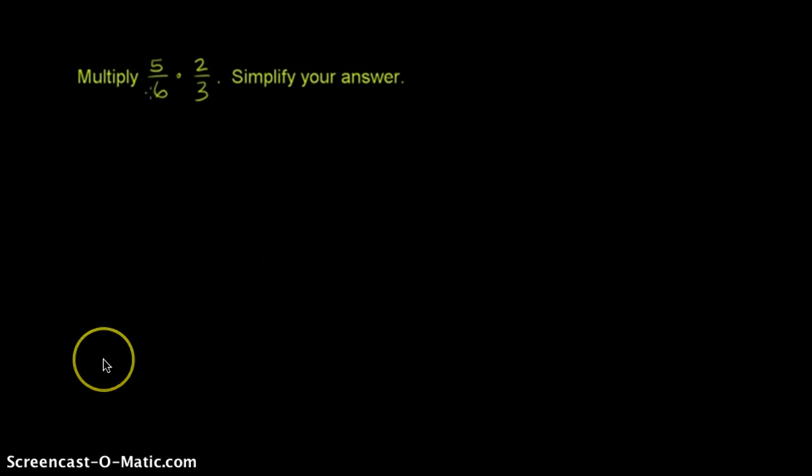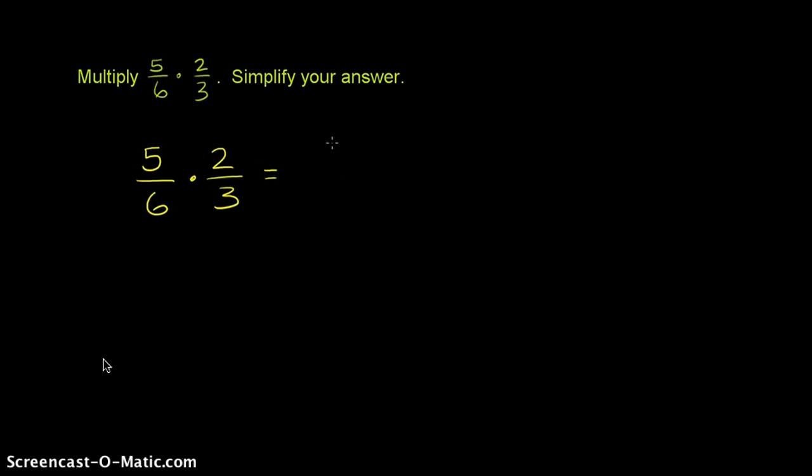We're asked to multiply 5/6 times 2/3 and then simplify our answer. So let's just multiply these two numbers. So we have 5 over 6 times 2 over 3. Now when you're multiplying fractions, it's actually a pretty straightforward process. The numerator of the product is just the product of the two numerators, or your new top number is the product of the other two top numbers.